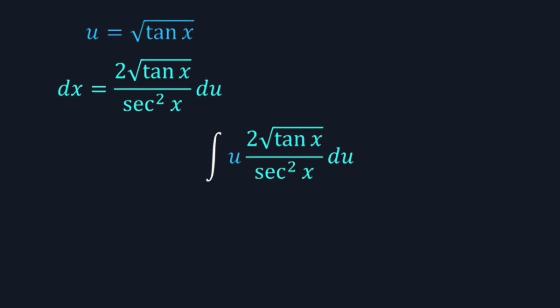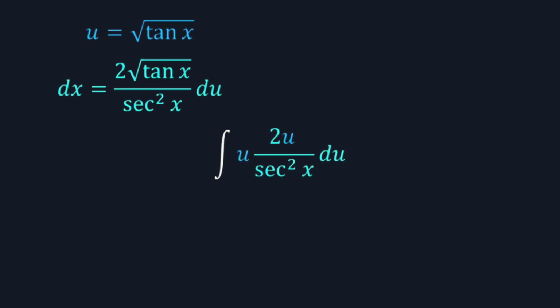The square root of tangent of x we can easily write in terms of u, since the square root of tangent of x is simply u from our definition. The secant squared x is not as straightforward. It would be great if we could find a way to write secant squared x in terms of the square root of tangent of x, so we could use our substitution again.